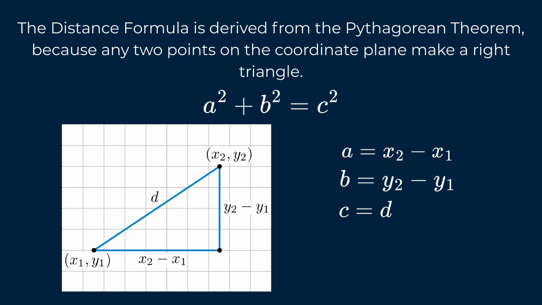As you can see, if we set a as x2 minus x1, the difference between the x coordinates, and b as y2 minus y1, the difference between the y coordinates, then c, the distance, would be the hypotenuse between the 2 points.